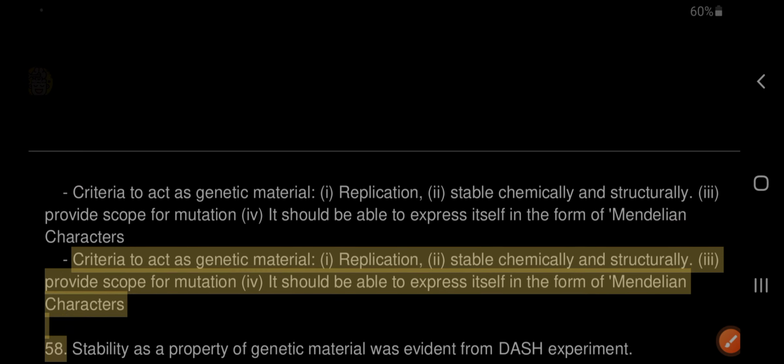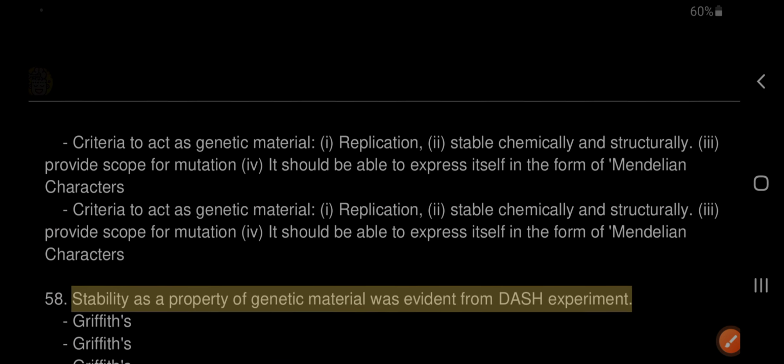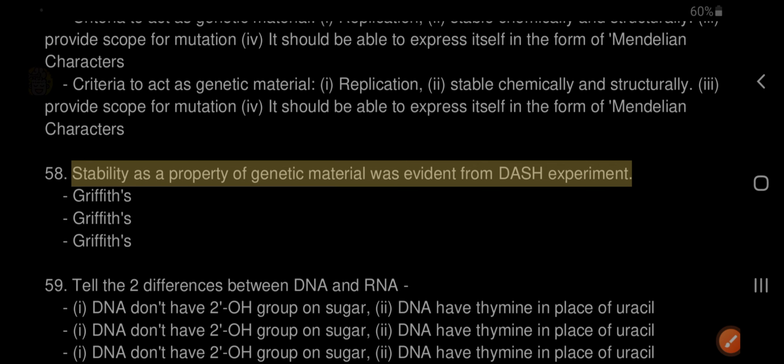Criteria to act as genetic material. I. Replication. II. Stable chemically and structurally. III. Provides scope for mutation. IV. It should be able to express itself in the form of Mendelian characters. 58. Stability as a property of genetic material was evident from dash experiment. Griffith's.